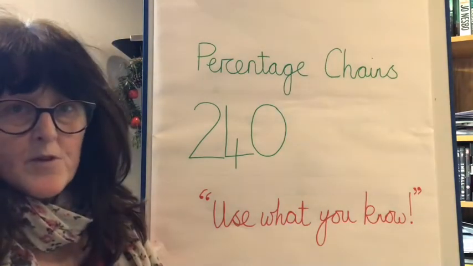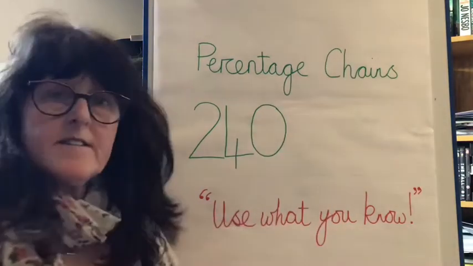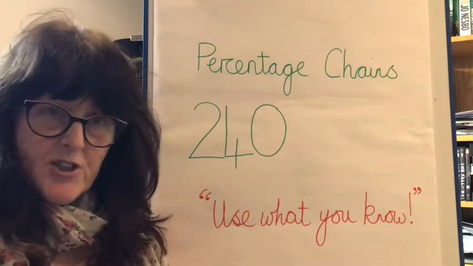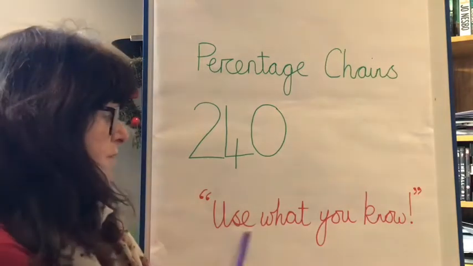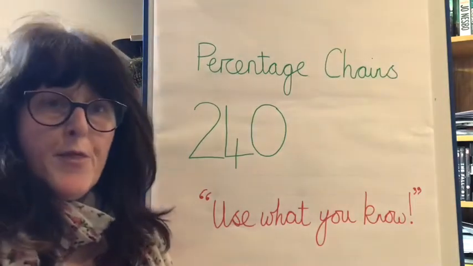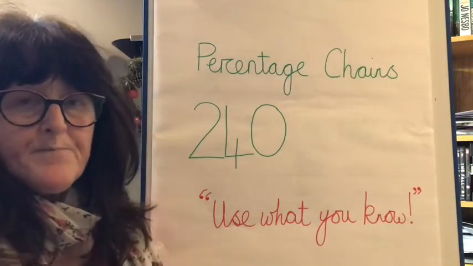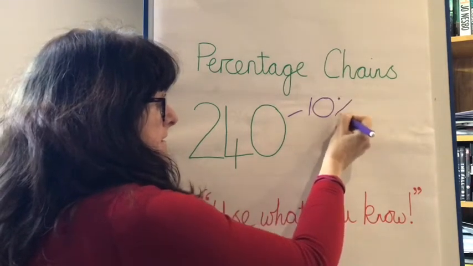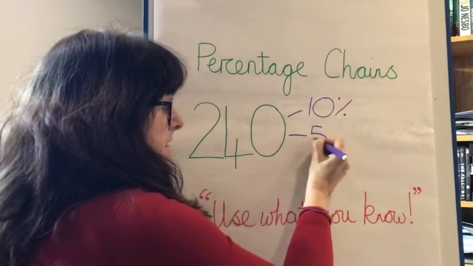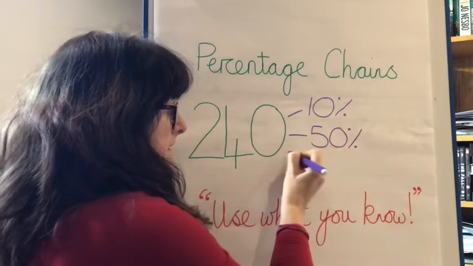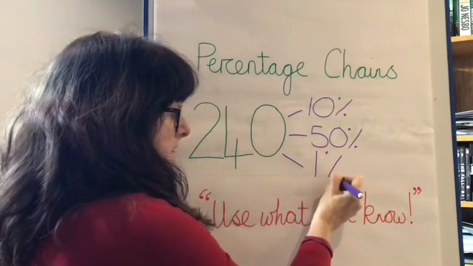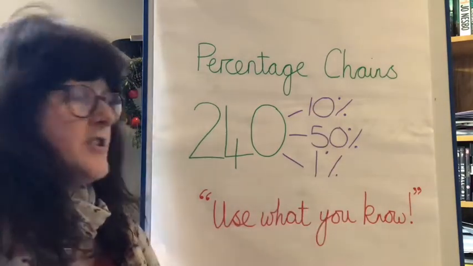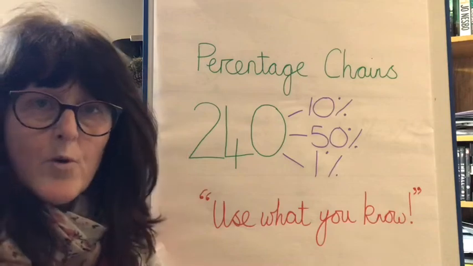Now our warm-up for today is called percentage chains, and it's all about finding percentages the easy way. So using what you know, the three things you need to be able to do is to find 10%, 50%, and 1%. And if you can find out those three percentages, you can use them to work out all of the other percentages.